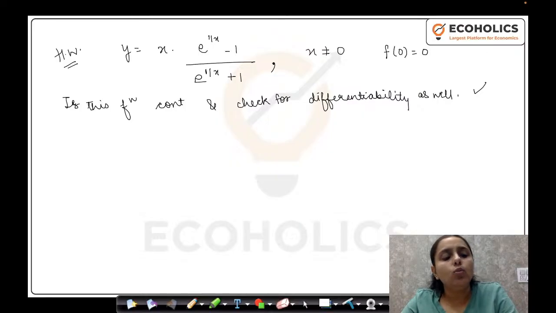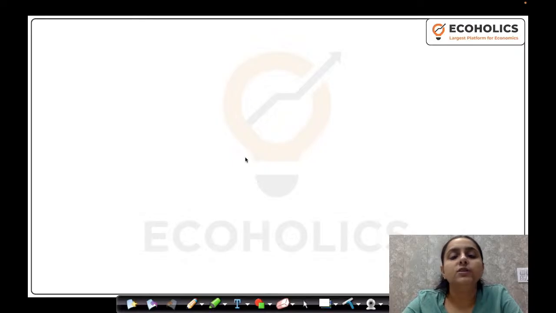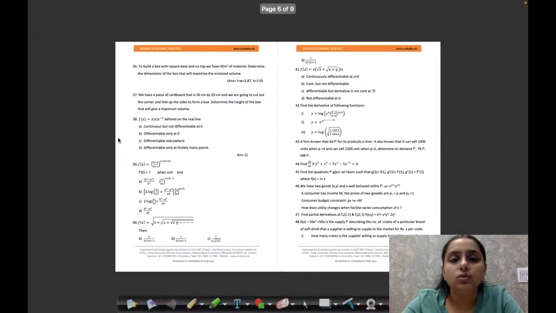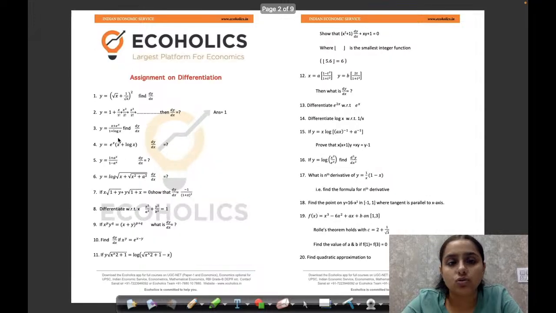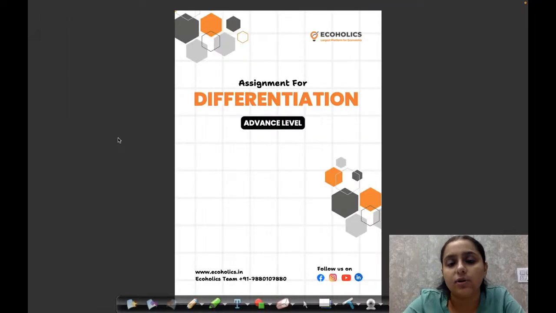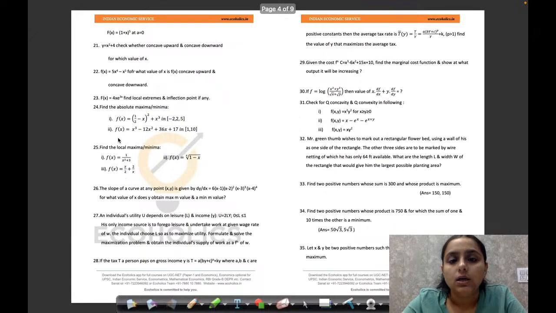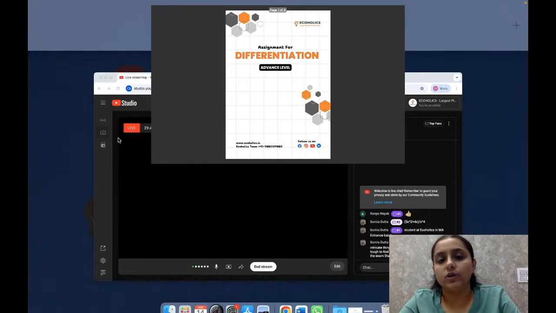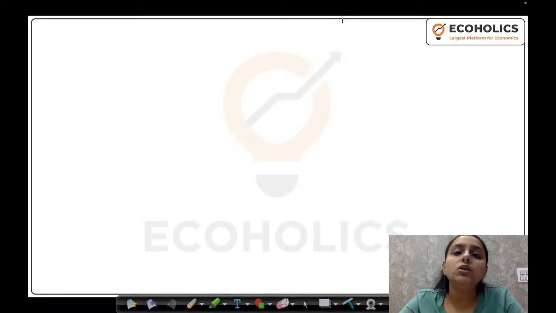There are more things in this unit as well, like optimization. We have done differentiability; after that, optimization has to be done, and maxima minima. So that's how you need to do questions. This is an assignment for my students. So that's how you need to solve questions. Practice is very important in mathematical economics.